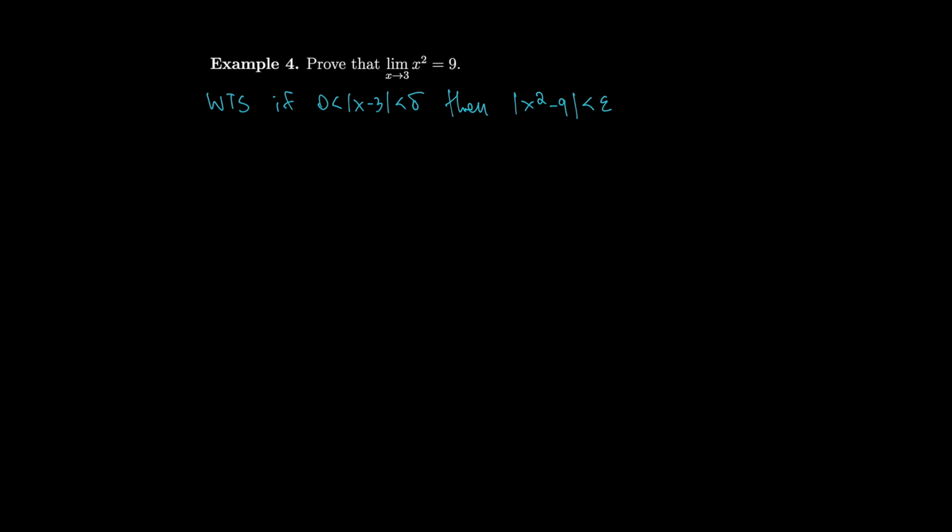Okay, so we want to try to make the epsilon argument and the delta argument match. So let's factor this: x plus 3, x minus 3. So that's what we want to show. So we just want the absolute value of x minus 3, then it matches. So we need that to be less than epsilon over the absolute value of x plus 3.